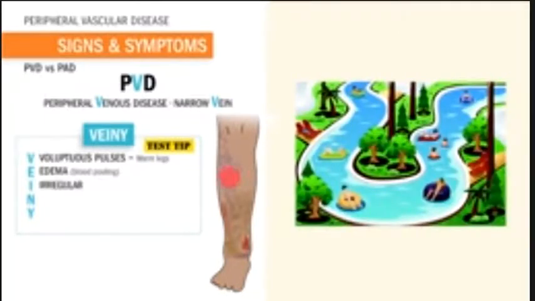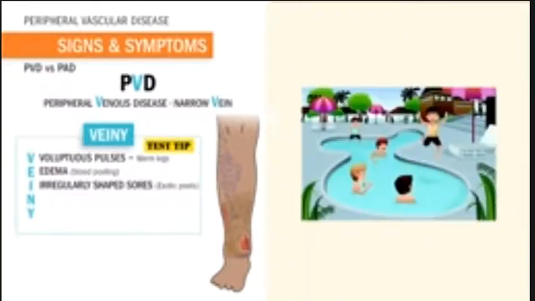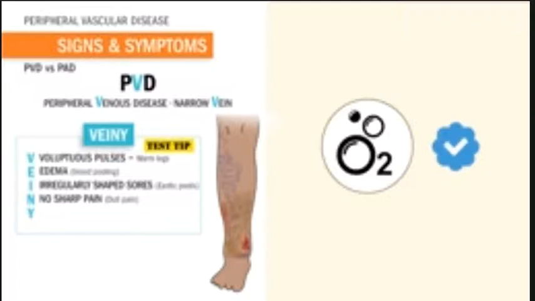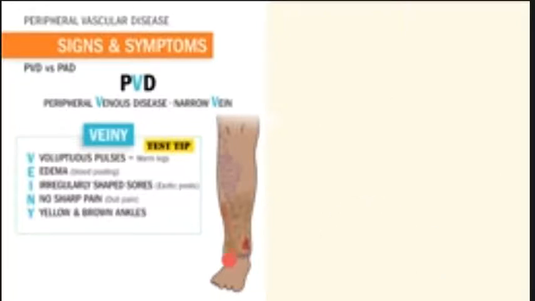I is for irregularly shaped sores. So think of this pool party as an exotic pool that has a weird shape, which is very different than the boring PAD that's just round and smooth. Now N is for no sharp pain. Instead, we have dull pain. So no sharp pain during exercise because guys, we don't have an oxygen problem. We have oxygen because we have pulses. Unlike PAD, where we have a very sharp pain from the lack of oxygen. And lastly, Y is for yellow and brown ankles. Big test tip right there is the ankles.